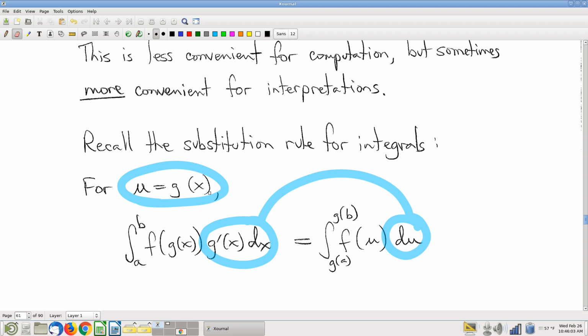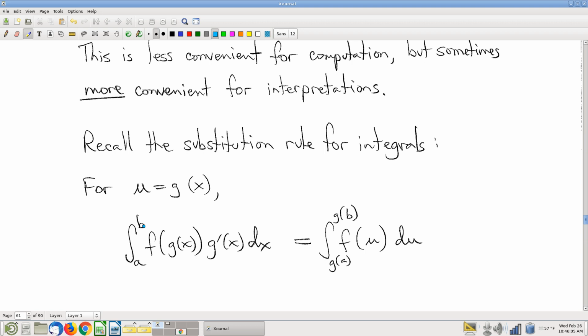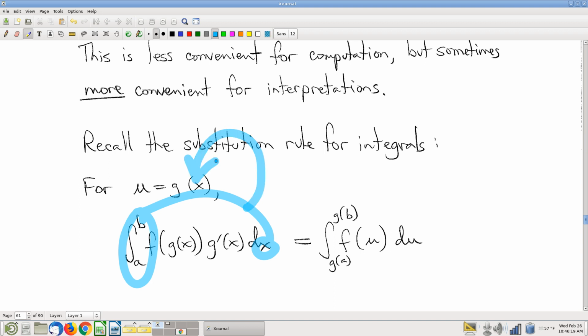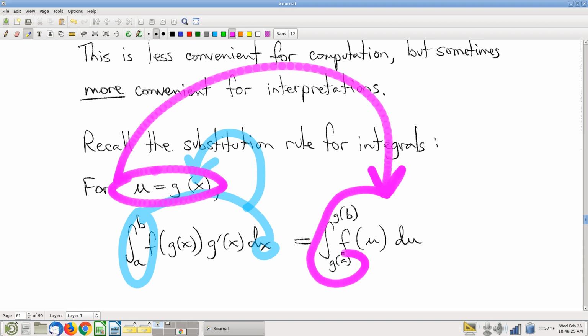Side note, don't forget you've got to change the bounds, right? These bounds are values of that variable. Likewise, these bounds have to be the corresponding values of that variable. So, in other words, don't forget to take these x values and plug them in for x, thus getting u values that are your bounds for your du integral. Okay, so I hope that looks familiar.